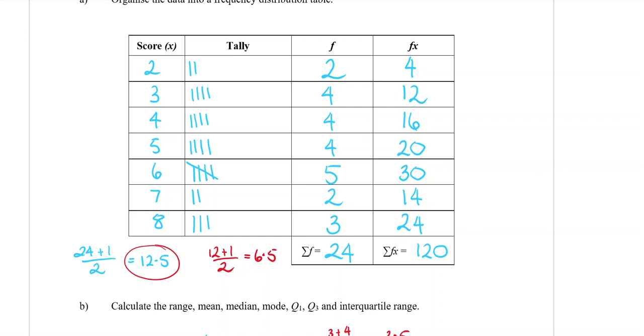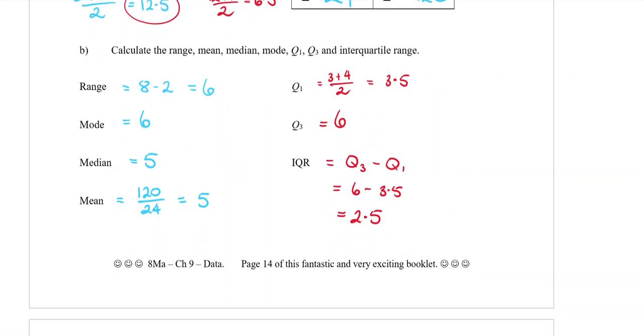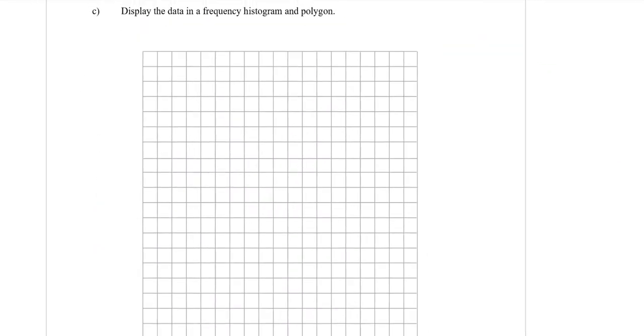On the vertical axis, we want the frequency. Not that one. That one's only ever used to help us find our mean, which we've already done. Okay, it's just the frequency, that one there. Okay, so let's set up our graph.